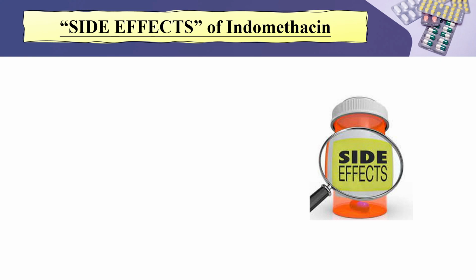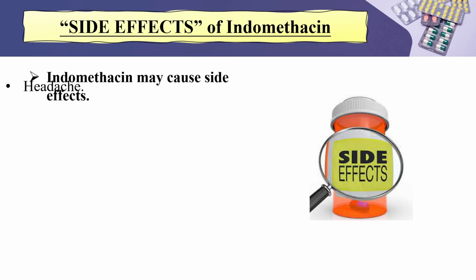Next comes the side effects of indomethacin. So indomethacin may cause side effects like headache and dizziness. These side effects can occur due to the effects of indomethacin on blood flow and neurotransmitter regulation. Indomethacin may constrict blood vessels in the brain, leading to reduced blood flow and subsequent headaches. It can also affect the production of certain neurotransmitters involved in pain and blood vessel dilation, which contributes to headache and dizziness.